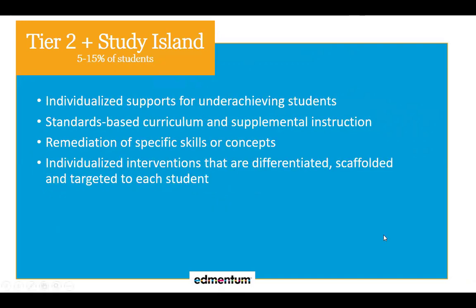All right, next we have Tier 2 intervention. This again encompasses 5 to 15% of your students. It's including those individualized supports for underachieving students, standards-based and supplemental content. You're going to have your remediation of specific skills or concepts, and then you're going to differentiate learning, scaffold, and target learning for each student.